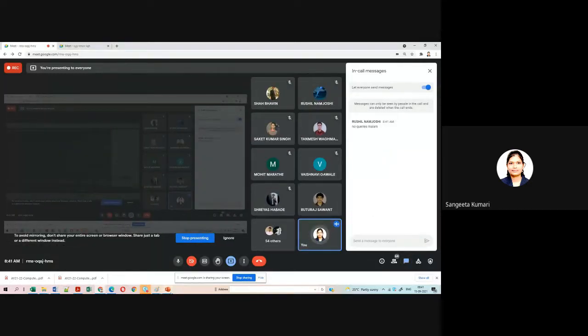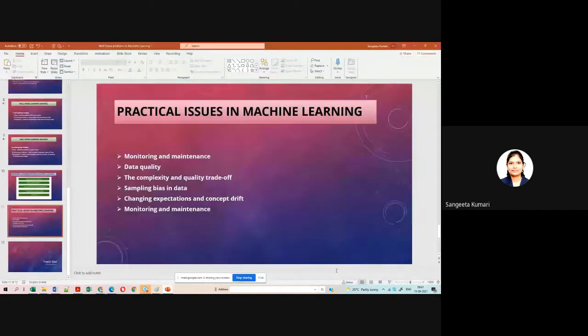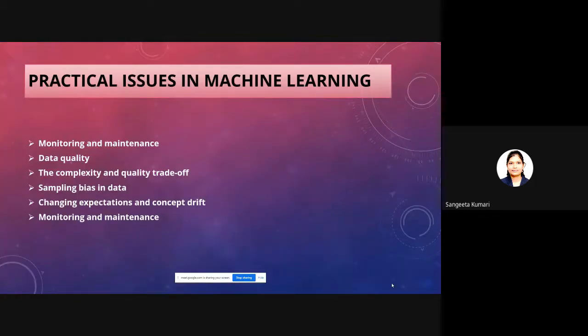Okay, so we are going to quickly discuss now the next topic, which is practical issues in machine learning. What would be the practical issues? So the first thing is monitoring and maintenance. I'll come to this point later. Data quality, right? So what would be the data quality?